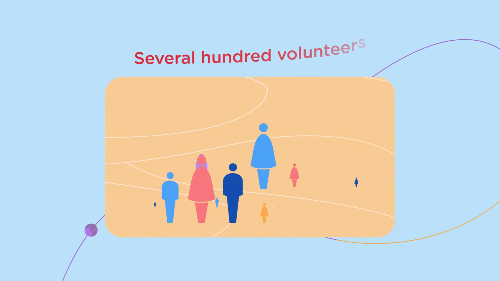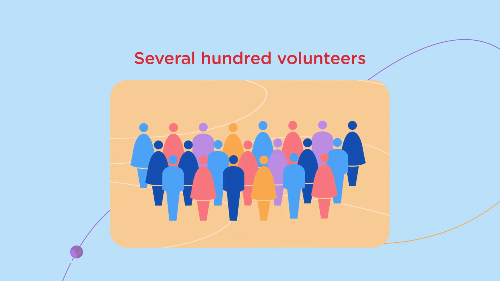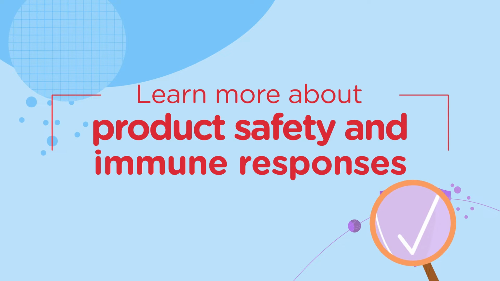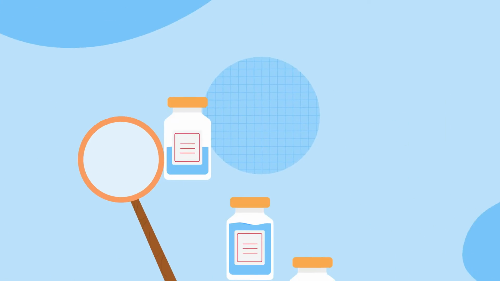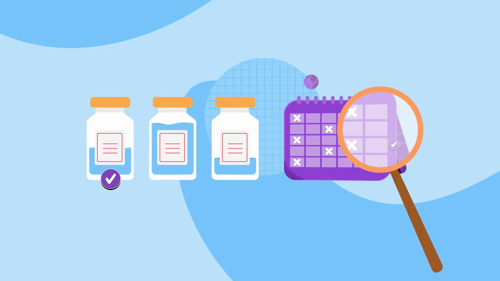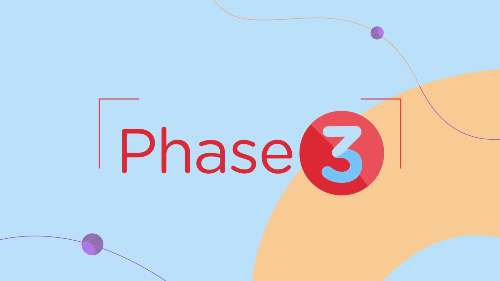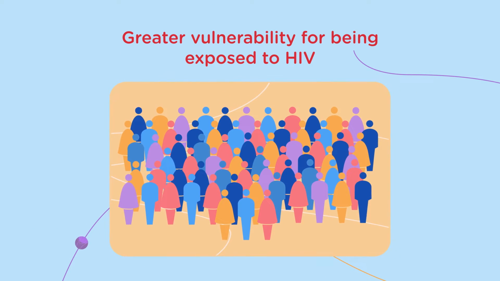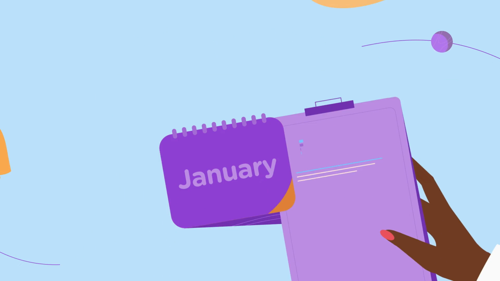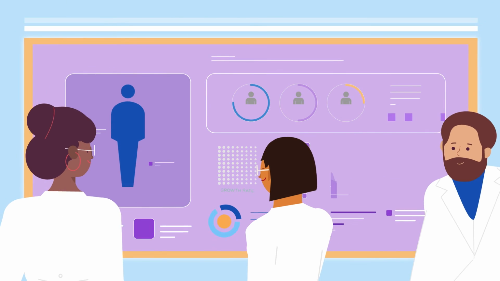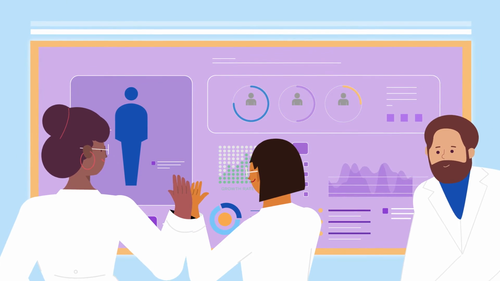This phase often includes several hundred volunteers. The purpose is to understand even more about the product's safety and immune responses. Questions about the right dose to use and the best scheduling of the doses can also be examined here. Phase 3. We include volunteers who have greater vulnerability for being exposed to HIV. They are followed over time to determine if the study product works to prevent or control HIV. If the results are successful, the product can go through a licensing process so that it can be distributed to the public.